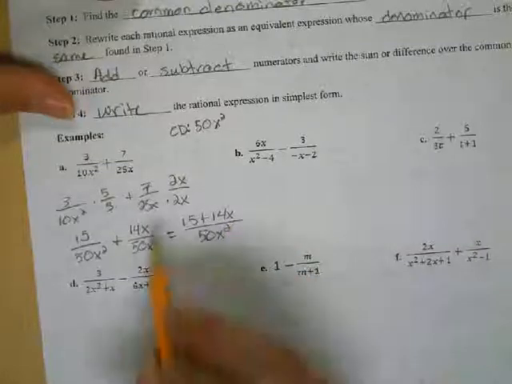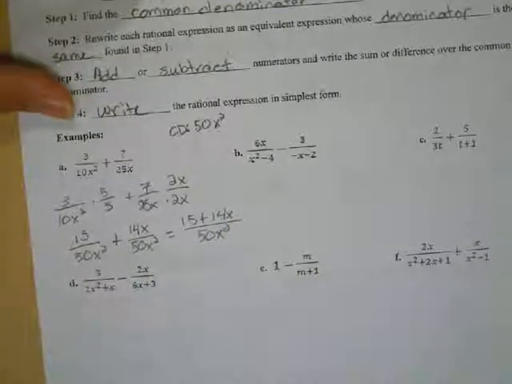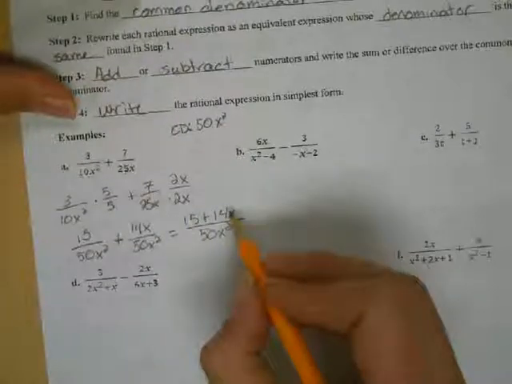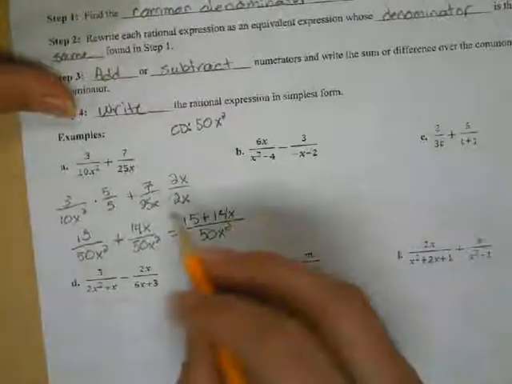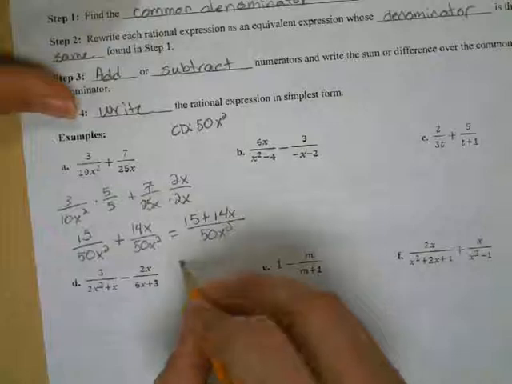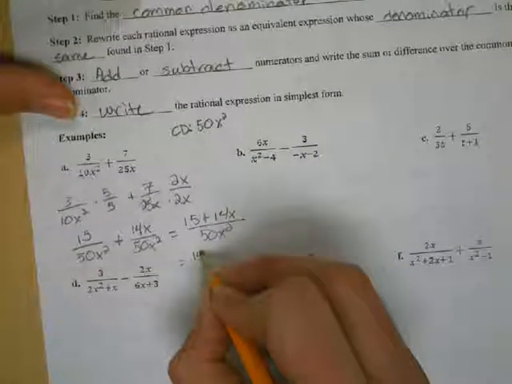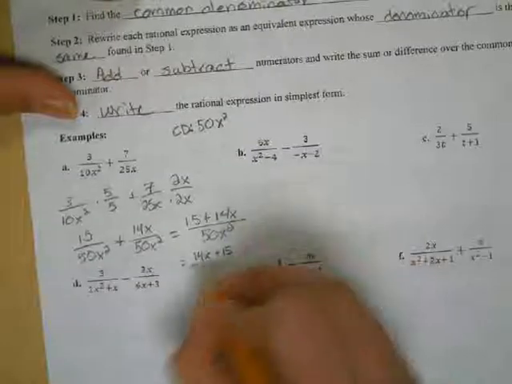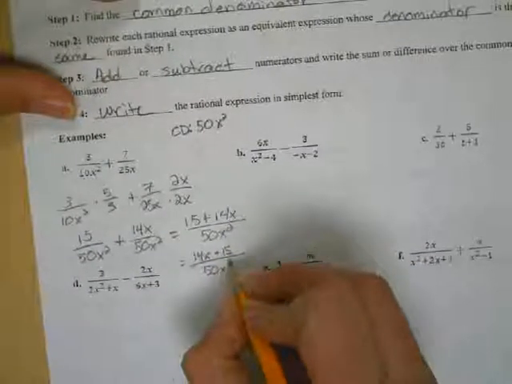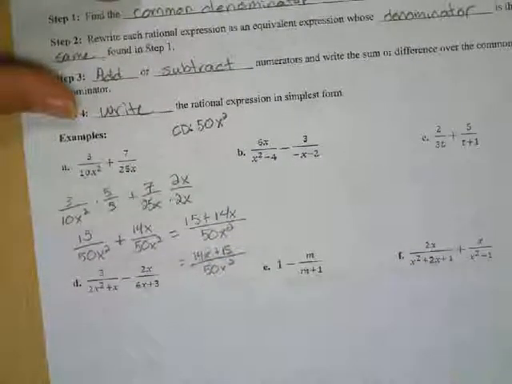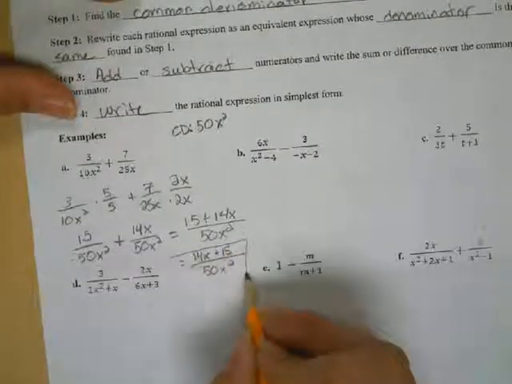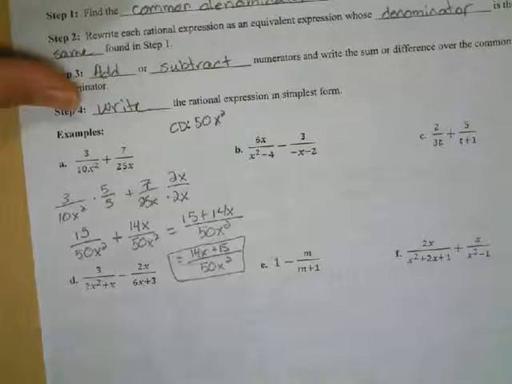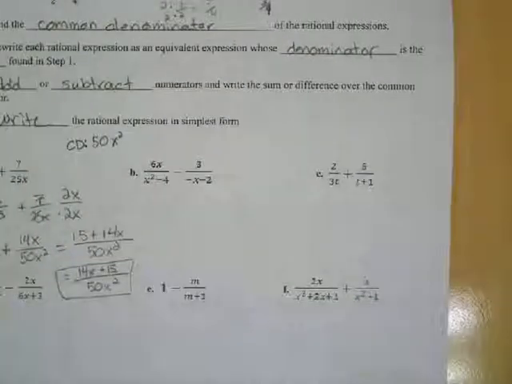Look for common factors, look to see if it factors, look for GCFs. None of the above here, so that is my answer. If you put the 14x first, that's perfectly fine. It's actually a little more mathematically correct as far as the proper way to write things. You write your x first. So that really would be my answer: 14x plus 15 over 50x squared. Of course, if you write it this way on your test, I'm not going to take any points off. That's fine with me.